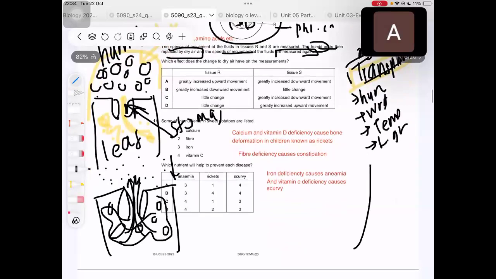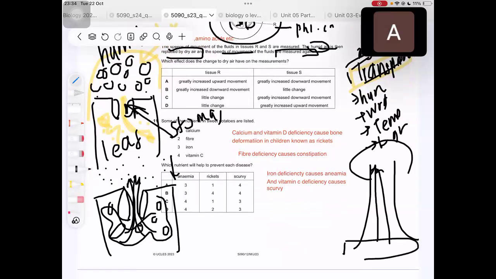And transpiration in a tree happens in the upward movement, right? That means the water in the soil is transported into the leaves, and from the leaves it is lost into the air. This is the whole process of transpiration. So you can see the process will be increased when there is dry air, plus the process happens upward. So what is the answer with that reference? Greatly increased upward movement.